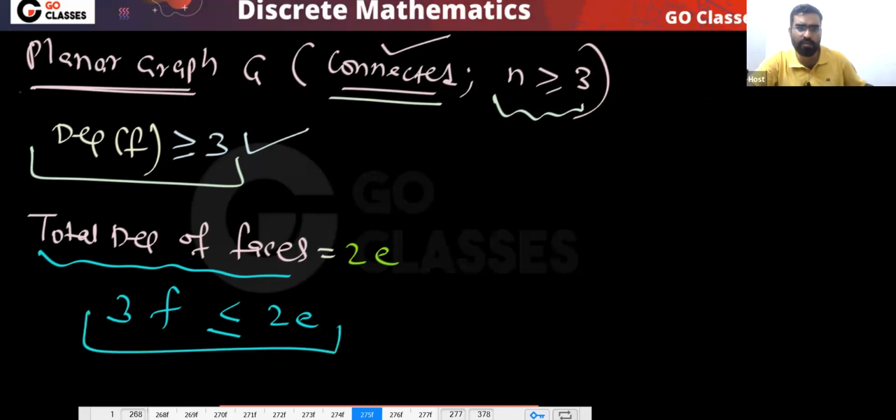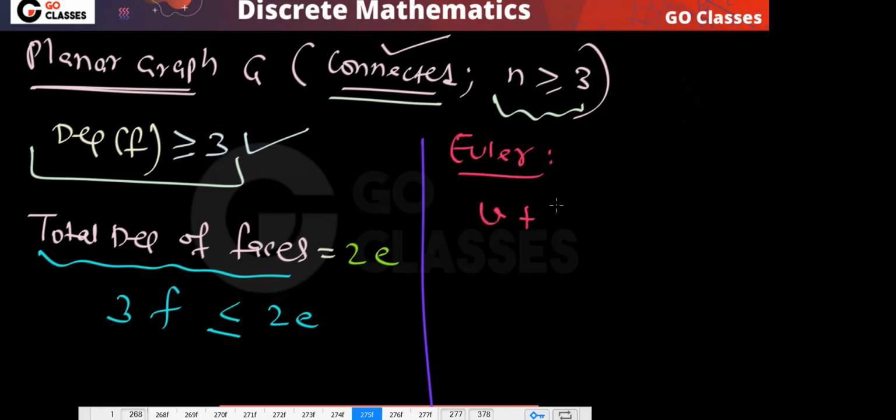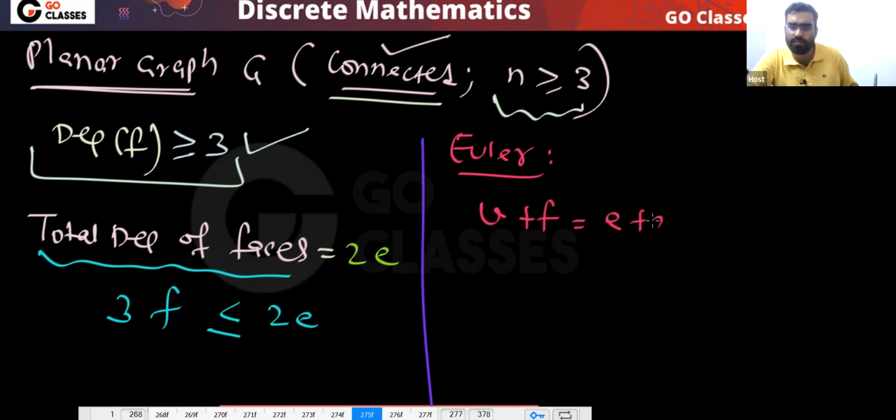So 3f is less than or equal to 2e. That is very good. Now you know that this is a connected planar graph, so you can apply Euler's formula. What does Euler's formula say? V minus e plus f is equal to 2.